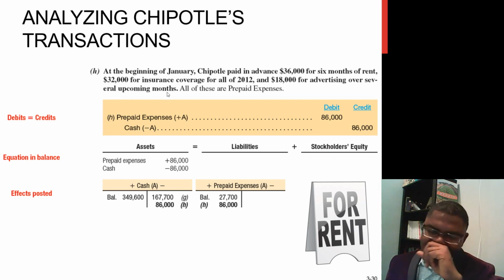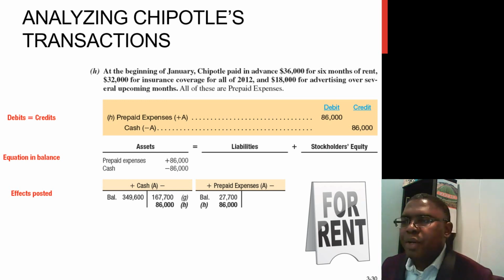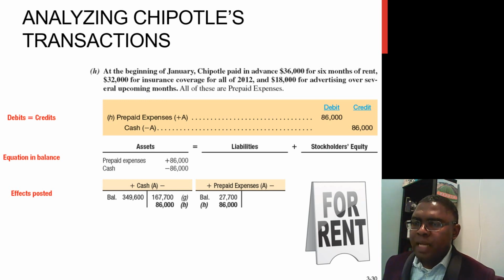So the two accounts that are affected will be cash and prepaid because they are paying with cash. So cash is an asset, prepaid expenses is an asset.